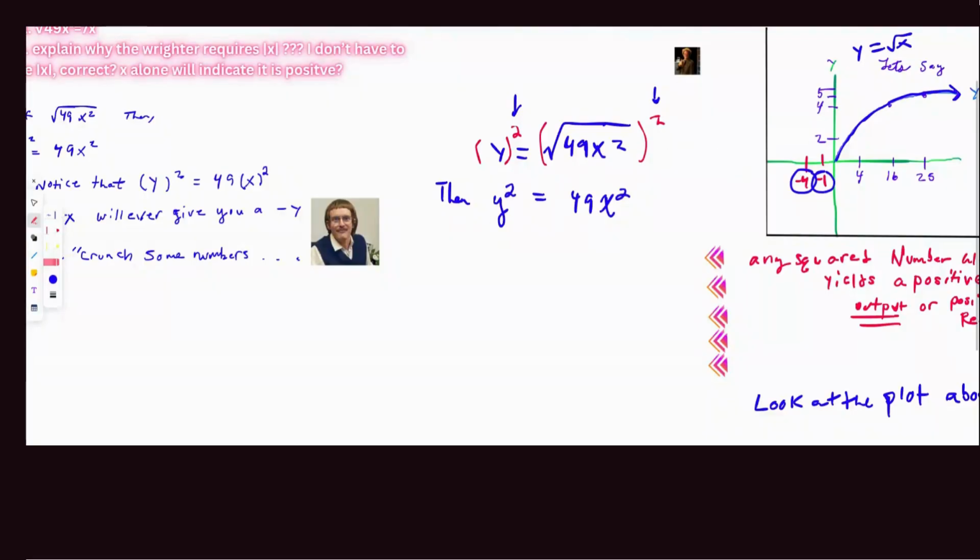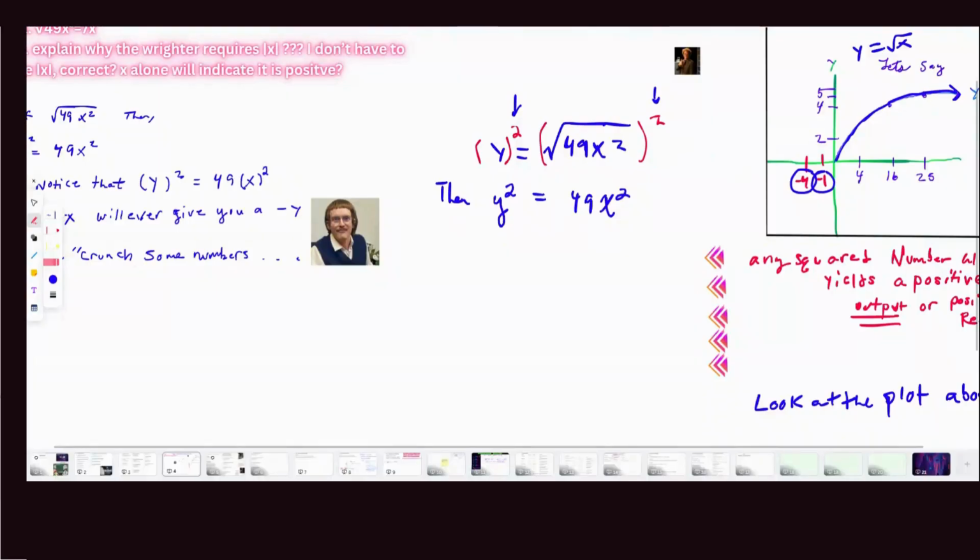We have y squared is equal to 49x squared. Don't really think about the y squared too much. We're just interested in what happens to this x here. We're trying to show that x cannot be negative. And if it is, then we're always going to get a positive quantity back. We're never going to get a negative quantity back for this.